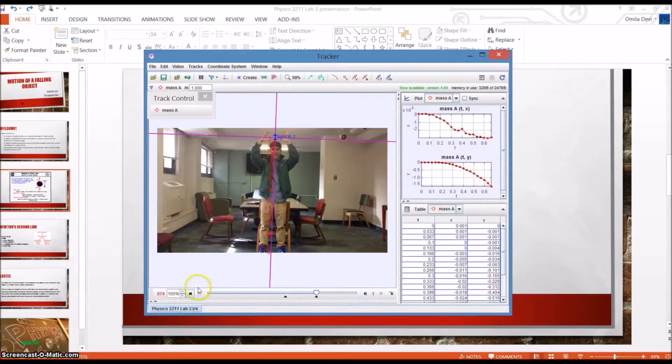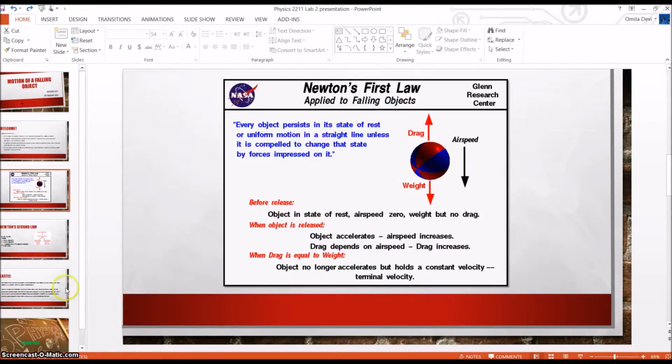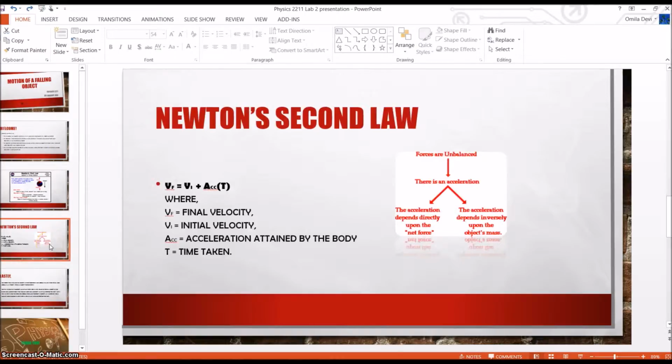As discussed in Lab 1, Newton's second law allows for quantitative analyses of dynamics, with its formula being final velocity equals initial velocity plus acceleration times delta t. Acceleration could be substituted in this formula by net force divided by mass, because force equals mass times acceleration.